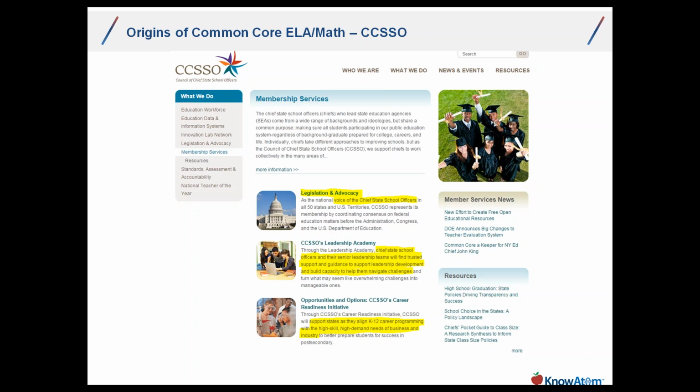And so that's why you see things like these leadership academies where this group, the CCSSO, will help these state folks to find support, but also help their leadership team to push policy at a higher level than they may be able to do within their own state. And the focus being K-12 programming. And there's talk here about the connection between business and industry.